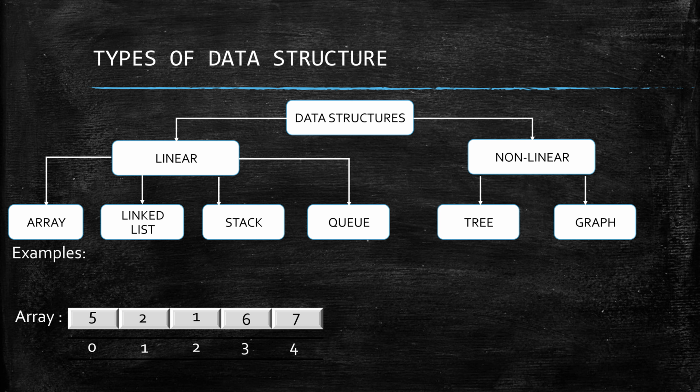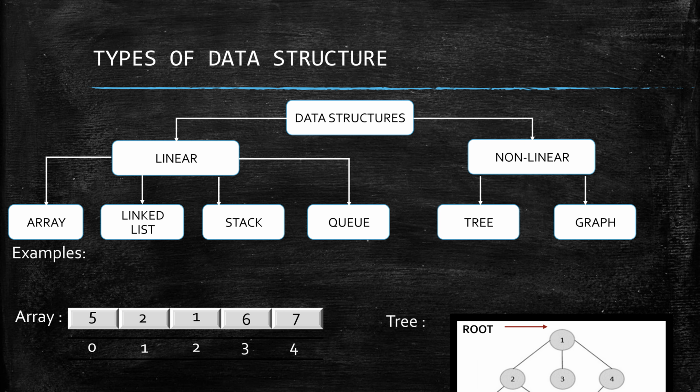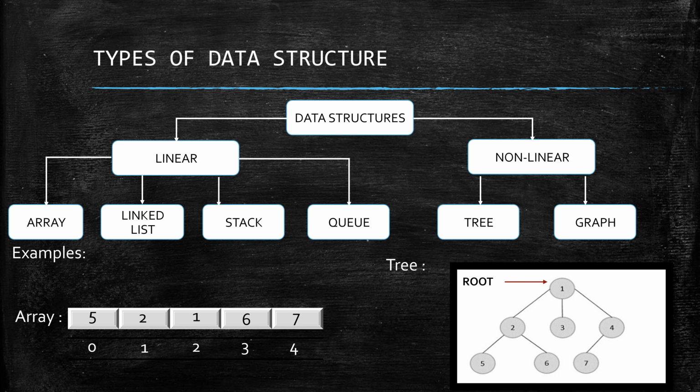Coming to the other example, non-linear, here we can see that the data is not in a sequential manner. It is a multi-level organization where the topmost element of the tree is called the root. And the data, as we can see, is connected through multiple paths. So yeah, this is it.